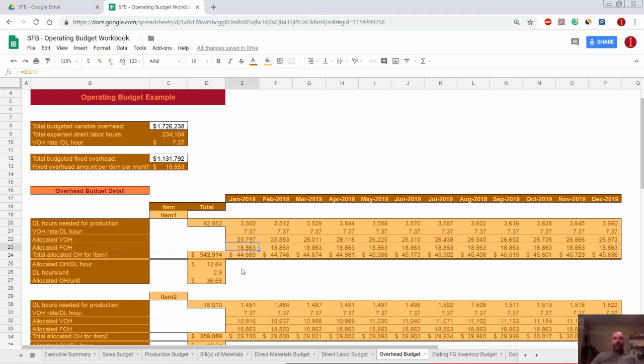But then we've got allocated fixed overhead. Remember, by month, 12 months, by item, 5 items. The 1.1 million above gets broken down to 18,863 per month. That gets spread out evenly because it's fixed overhead. And when we sum the two, which is what we do, total allocated overhead for each item, we get these amounts per month, and a grand total for the year.